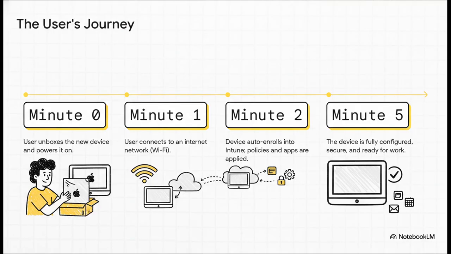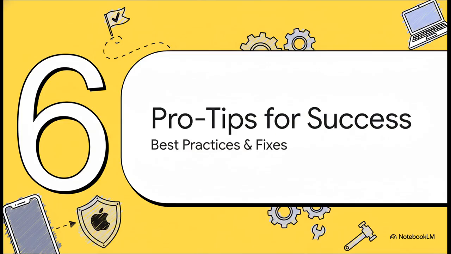Just picture this. A new employee gets a shrink-wrapped iPhone delivered to their door. They unbox it, they power it on, they connect to their Wi-Fi at home. Immediately, the device says this iPhone is managed by your organization, and it just starts configuring itself. Apps, email, Wi-Fi profiles, security settings, it all just flows down from the cloud. In a few minutes, their device is fully set up, secure, and ready to go. All with zero calls to IT. That's the magic.